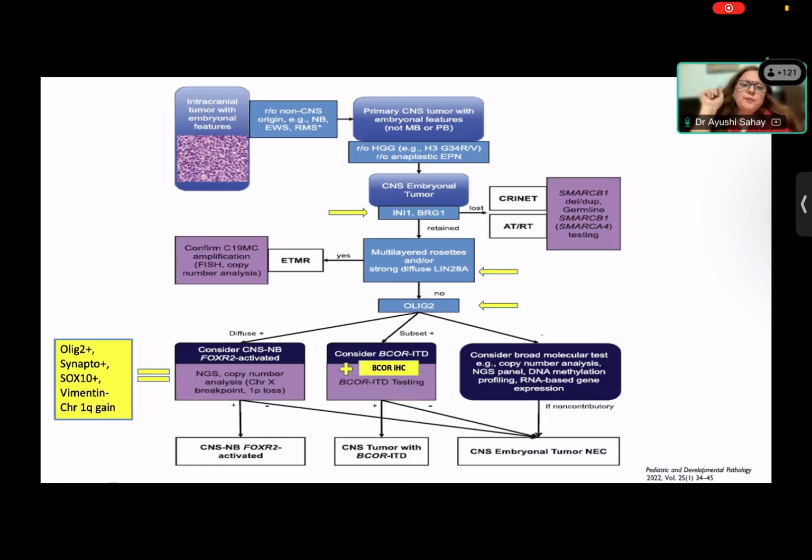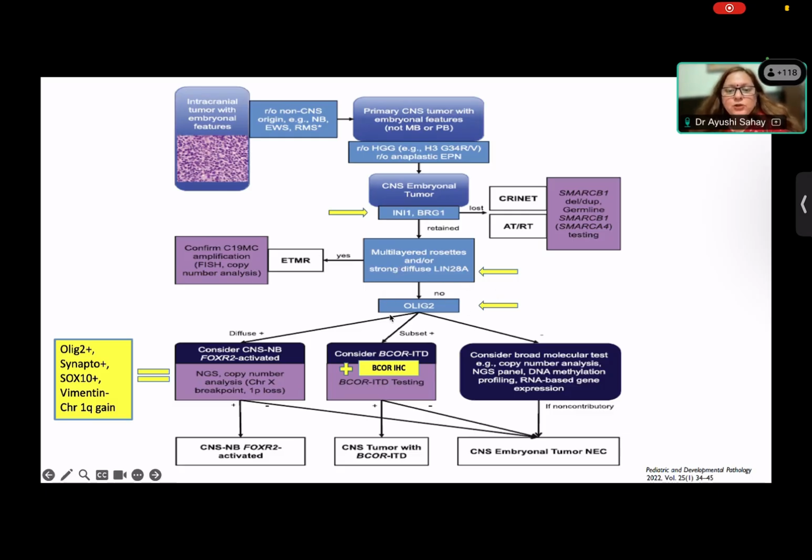So just to give you a small approach to the non-medulloblastoma type of embryonal tumors: if you have an intracranial tumor with embryonal features, first of all, you have to rule out other non-CNS origin or glial origin differentials. Then if you are sure that you're looking at an embryonal tumor, first you should do INI1 and BRG1, because if it is lost, you have the diagnosis of ATRT. Cribriform neuroepithelial tumor is also another embryonal tumor, but that is again more towards an extra-axial location. Then if you have INI1 and BRG1 retained, you look for the multi-layered rosettes, and then you try LIN28. If it is present, then it becomes an ETMR.